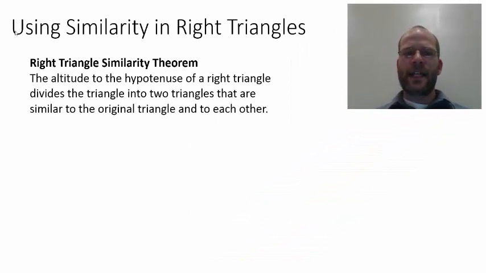It says the altitude to the hypotenuse of a right triangle divides the triangle into two triangles that are similar to the original triangle and to each other. Okay, what exactly does that mean?